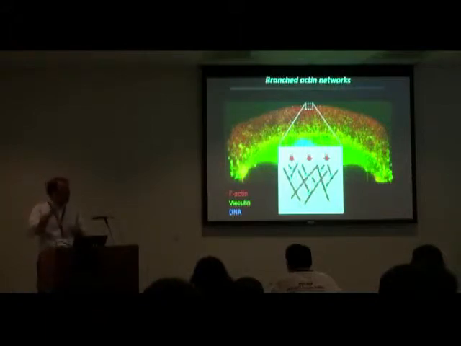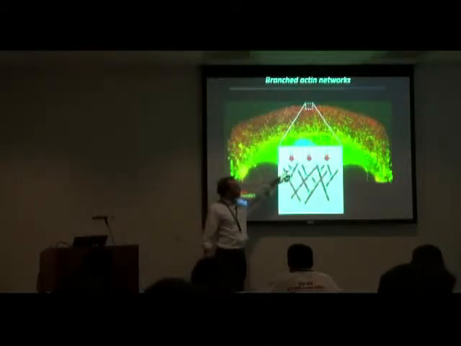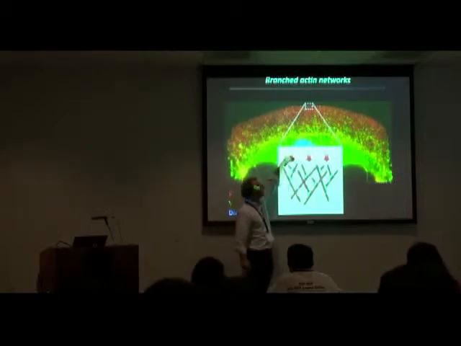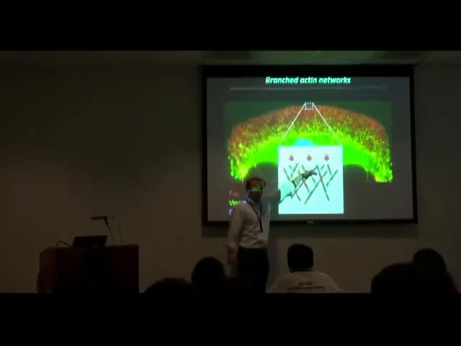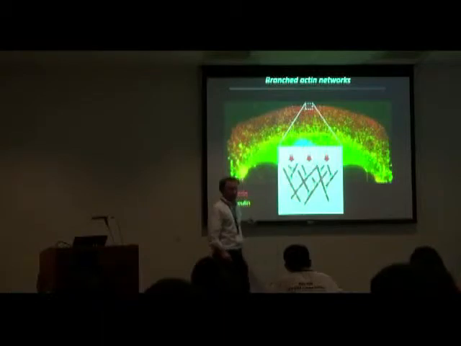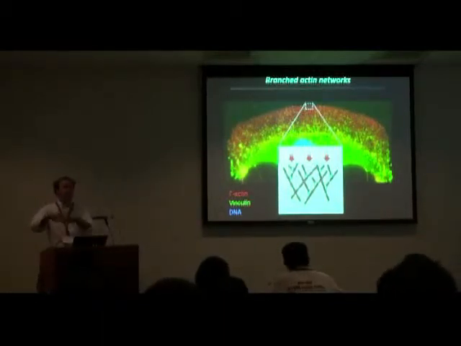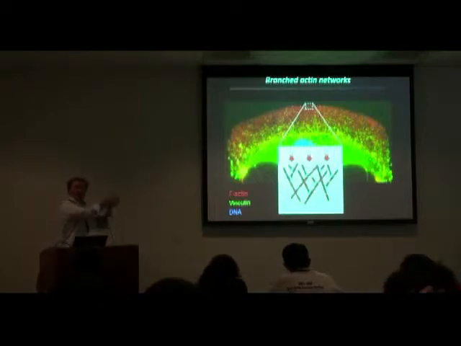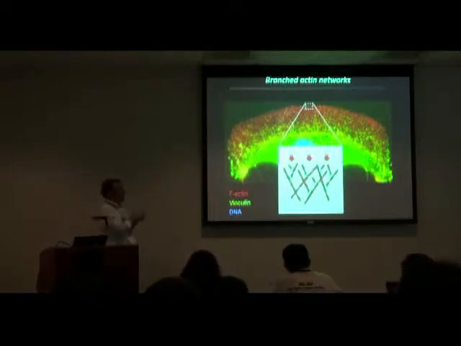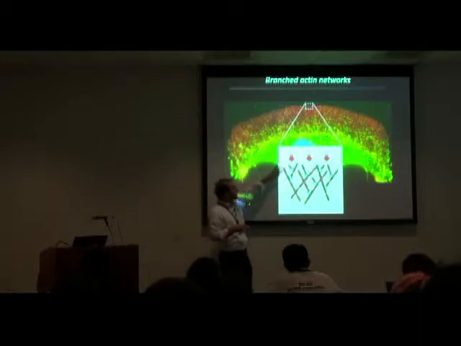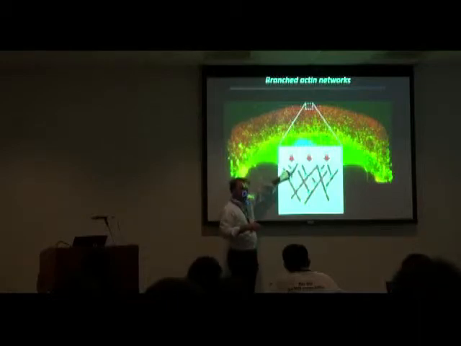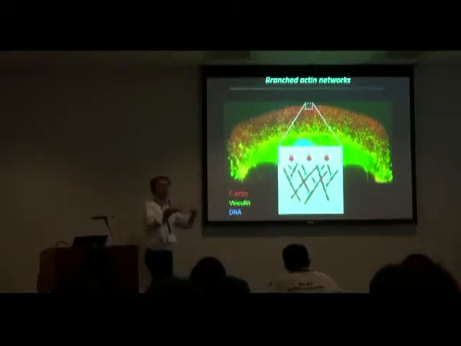But there's one key additional ingredient, and that is you can only bind this branching protein if you're close to a membrane. And so that's why all of these branched actin networks grow near membranes, whether it's the leading edge of the cell, or it's at the membrane as it's undergoing phagocytosis, or other membrane-associated processes, because turning on that branching protein requires you to be near a surface.